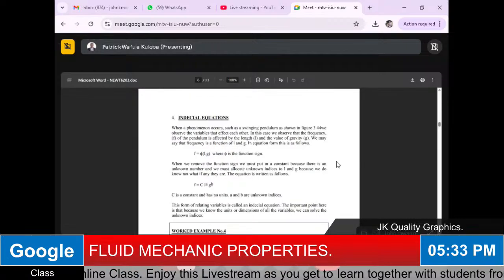You can start from there. Initial equations. So what are the initial equations? I think you have this handout. Initial equations.